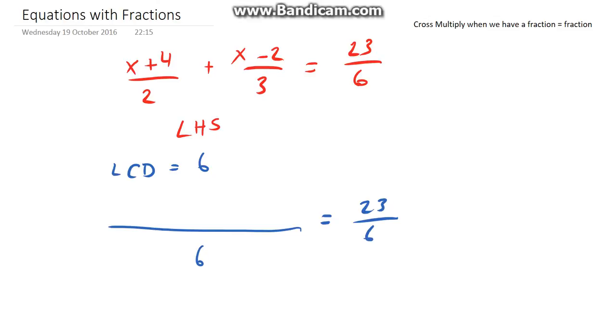So you say 2 goes into 6 3 times. You put 3 on top and you multiply it by what was on top of the 2, so x plus 4. Then we put our sign as a plus because there was a plus just here. And then we look at the denominator on the second fraction. 3 goes into our denominator 6 2 times. And we multiply the 2 by what was on top of the 3, which is x minus 2.